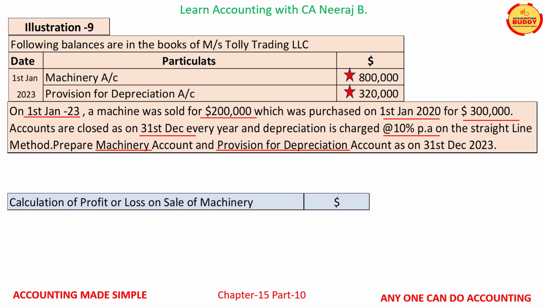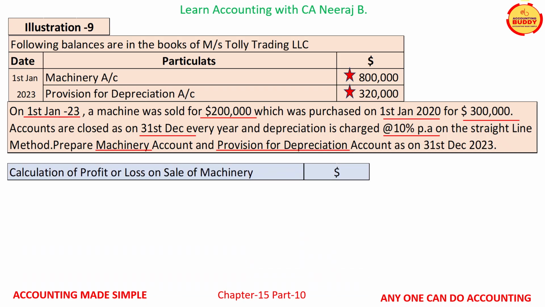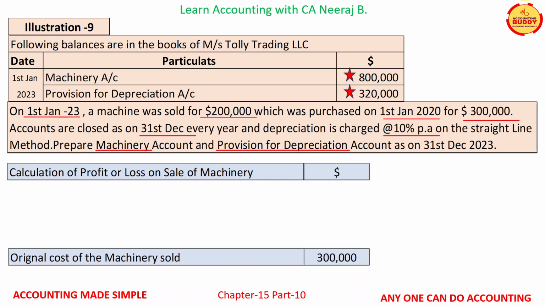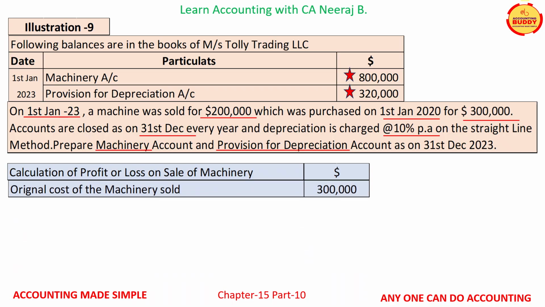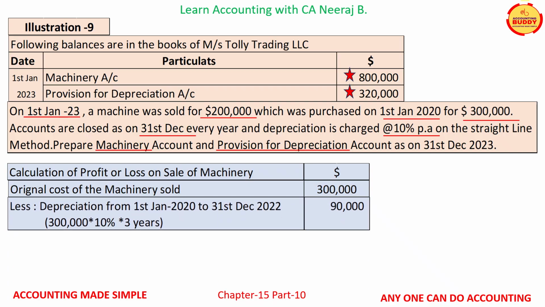Let us first calculate the profit or loss on sale of machinery. The original cost of the machinery which is sold is $300,000. Now we will reduce the total depreciation provided for the machinery sold from the date of its purchase, that is 1st of January 2020, till the date it is sold, that is 31st December 2022. It means the machinery is used for 3 years.